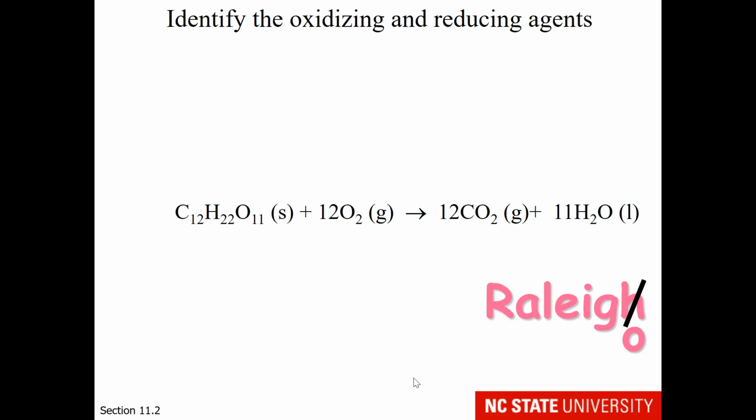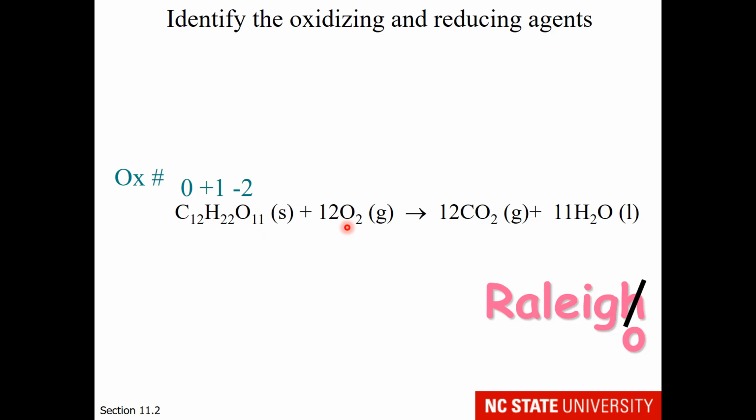Here is a respiration reaction, and we want to identify the oxidizing and reducing agents. So let's get our oxidation numbers. Hydrogen is the first rule we come across, and that, when bonded to nonmetals, is +1. Oxygen is the next rule, and that is -2. At this point, we have +22 and -22. So carbon will be 0 oxidation state.